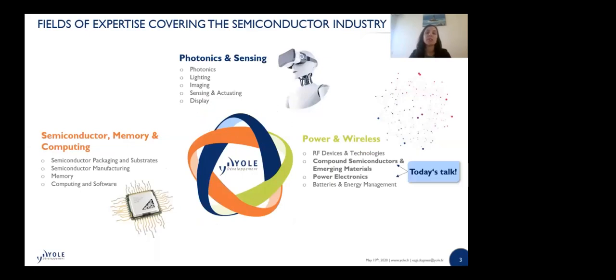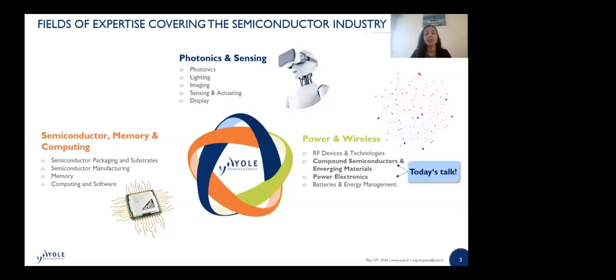The first one is the photonics and sensing, in which we cover the topics of photonics, lighting, sensors, actuators, and display. And then in the second group division, we have the semiconductor and memory computing. Here we cover the topics related to the manufacturing. It can be equipment, packaging, substrates, as well as the memory and the computing. And finally, in the last division, where I also belong, we have the power and wireless. We are tackling the topics of RF devices, compound semiconductors, and power electronics, as well as the battery.